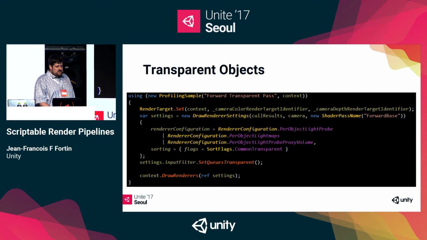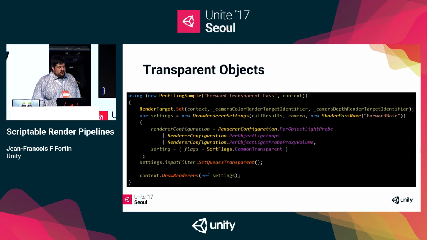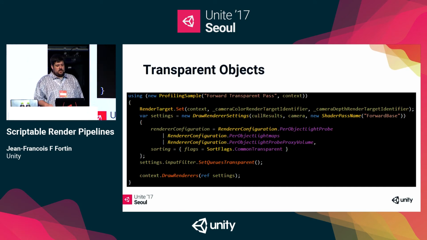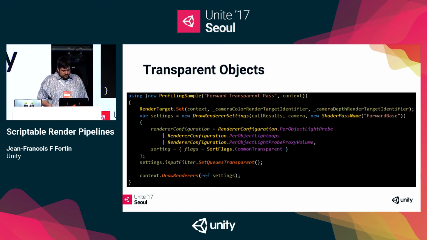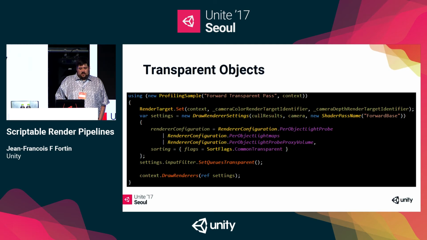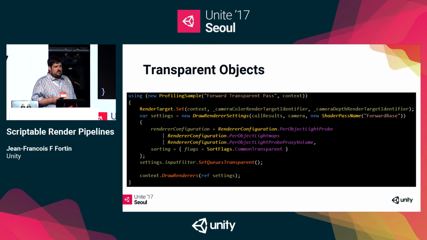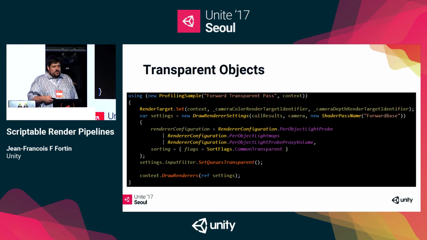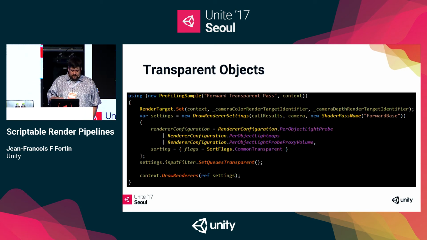So to add the transparent objects, all we need to do here is to have a different sorting, which is the common transparent, which does a back to front sorting, and then we set the queues to the transparent objects. Here we set the shader pass name to forward base, which is the name that you would use in the standard shaders. And the different settings are to enable and disable different options on the shader. And again, we call the function draw renderers.